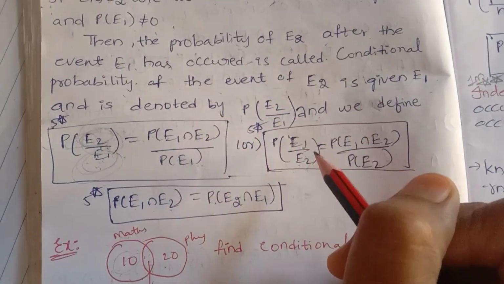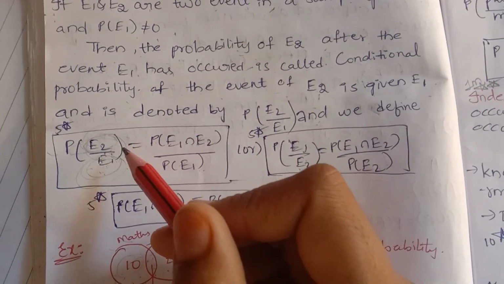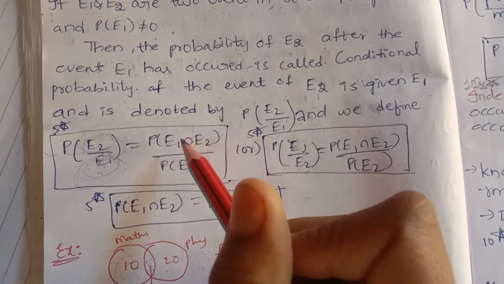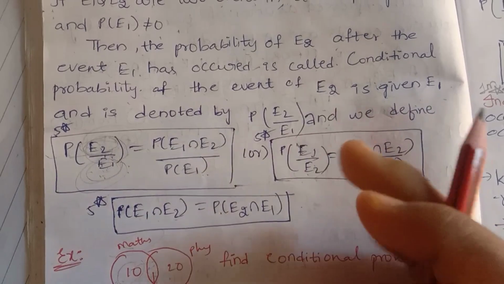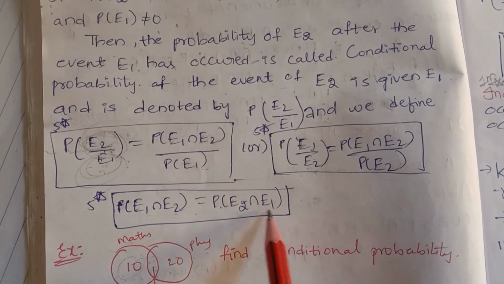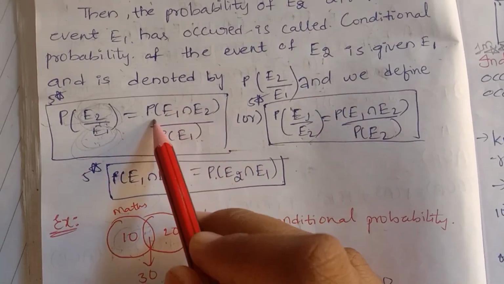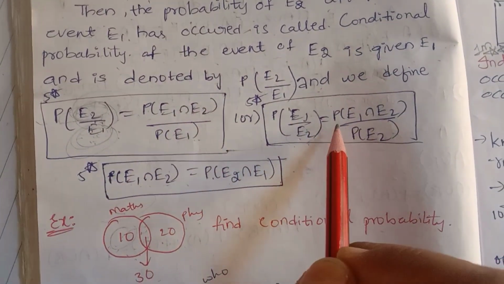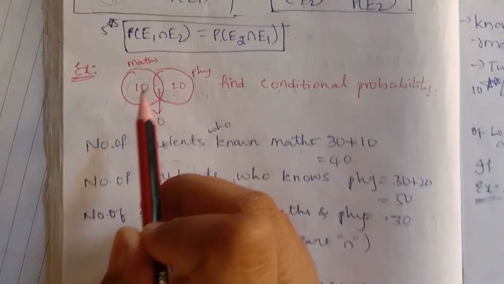After E1 occurs, then E2 will occur. After that we are calculating the common terms and the probability of the denominator term, which is known as conditional probability. P of E1 intersection E2 equals P of E2 intersection E1. These two are equal, and we can write the formula either this way or this way. Both are the same. This is an example of conditional probability.